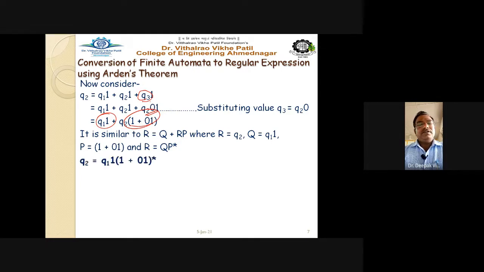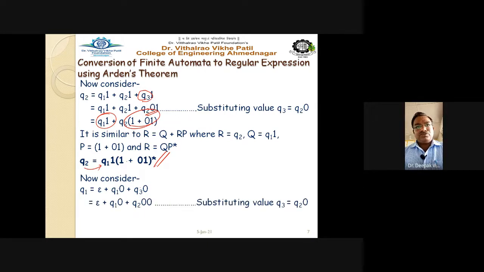So I can write Q2, which is now expressed in terms of Q1. Now try to solve for Q1. Q1 equals epsilon plus Q1 dot 0 plus Q3 dot 0, and the value of Q3 is equal to Q2 dot 0. This is the value of Q3, and the value of Q2 we have just found. So the entire value is placed here.